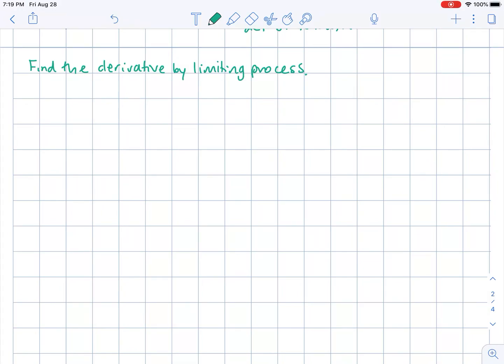Find the derivative by limiting process, which is another way of saying use the definition of the derivative. So this method involves the definition of the derivative that we learned in the previous video, being limit as h approaches 0 of f of x plus h minus f of x all over h. So this is the definition of the derivative.